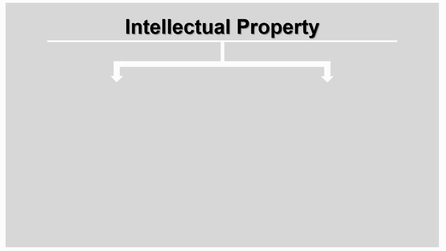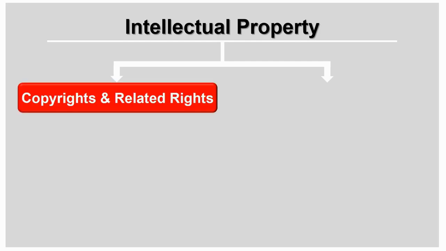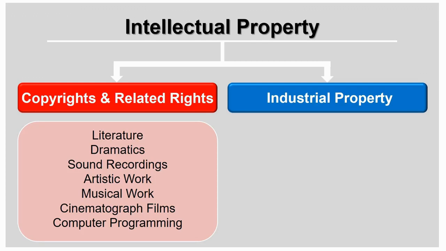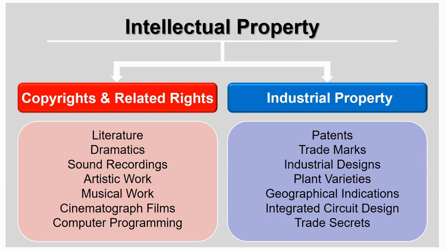Broadly, intellectual property is classified into two categories. First, copyrights and related rights. Second, industrial property. Copyrights and related rights include literature, dramatics, sound recordings, artistic work, musical work, cinematograph films, computer programming. Whereas industrial property includes patents, trademarks, industrial designs, plant varieties, geographical indications, integrated circuit designs, and trade secrets.